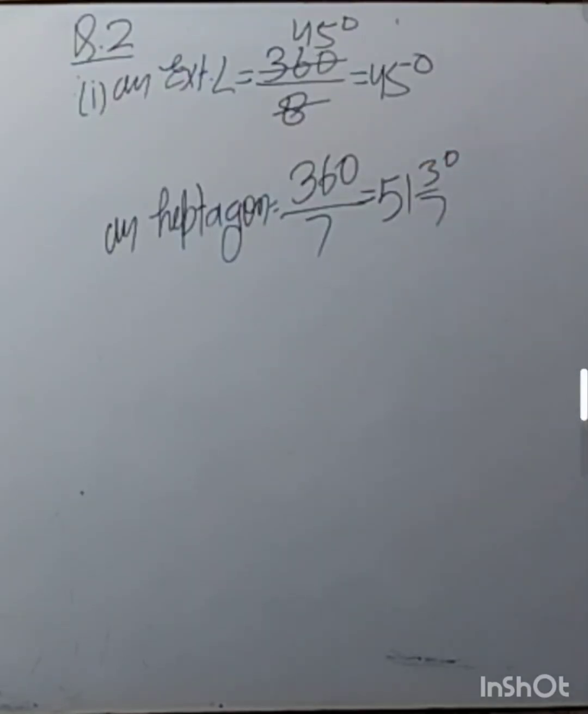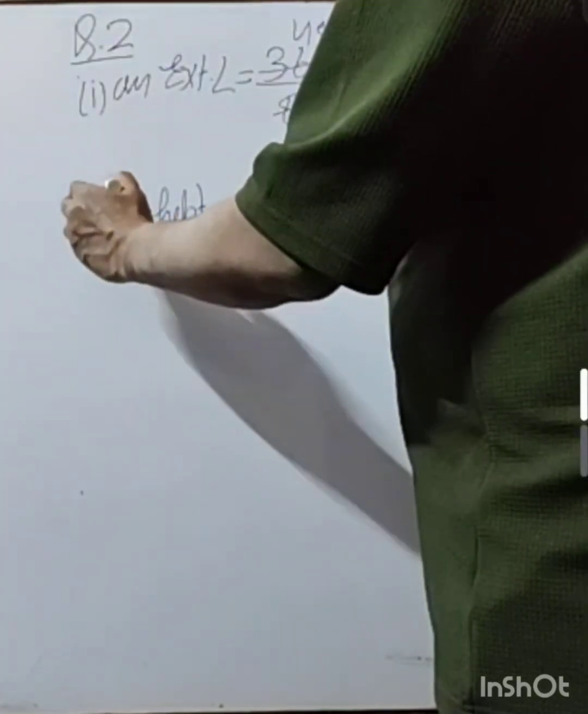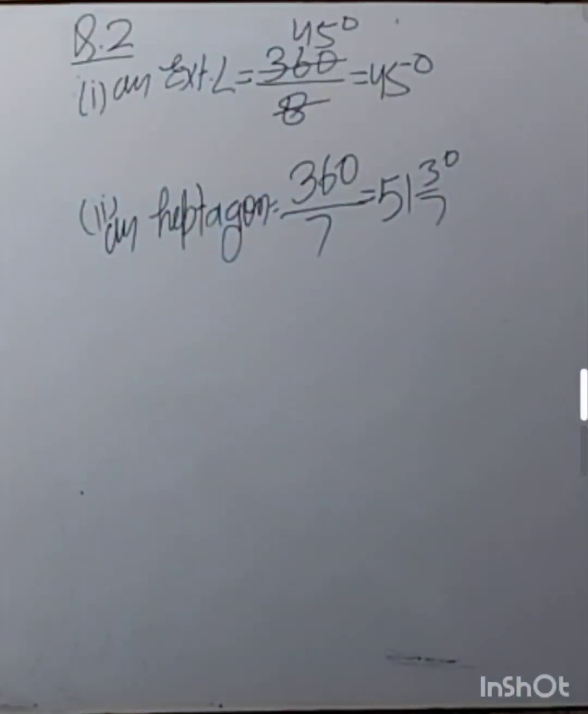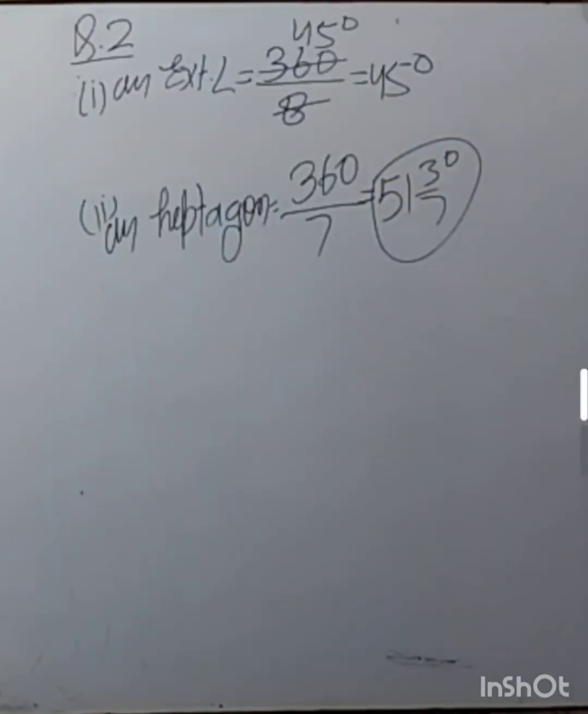Is this 51 whole 3 degree upon 7? Is this correct? Yeah, it's 51.42. I'm not going into decimals. Yeah, it's basically that. Okay.